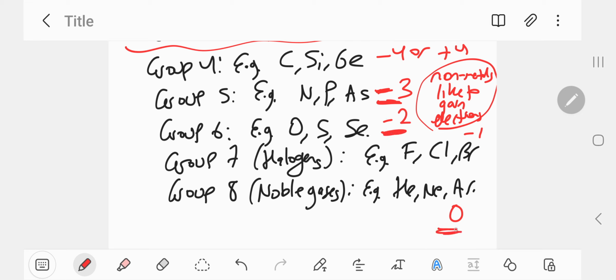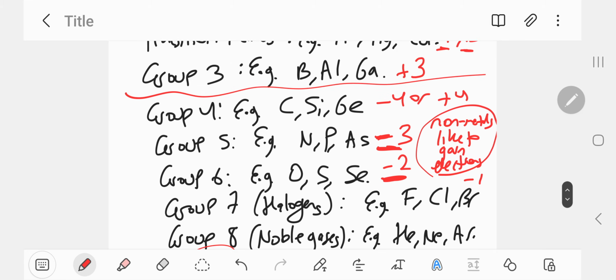Group 8, the noble gases, these are stable. They've got a stable outer shell, a complete set of valence electrons, so therefore they've got a valency of 0. They don't combine at all. They're highly unreactive. Helium, for example, exists just as an atom. You can't make molecules out of helium. It only exists as atoms, as an atomic element. And that's how valency works.